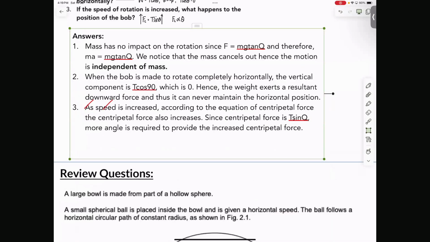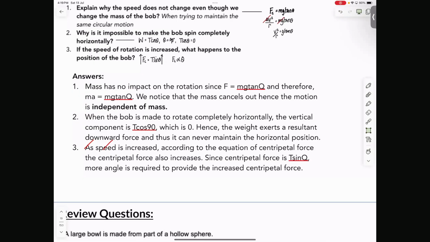Right, so I'll just read through this. Mass has no impact on rotation since F equals mg tan theta and ma equals mg tan theta, so the masses cancel out, right? So we'll just cancel the mass out. So this mass cancels out.